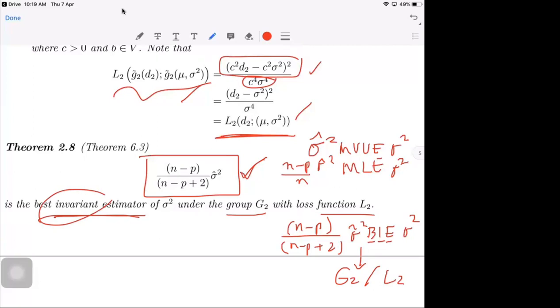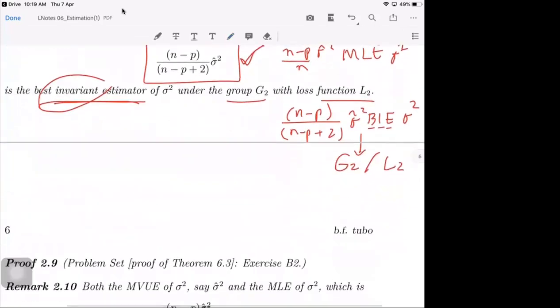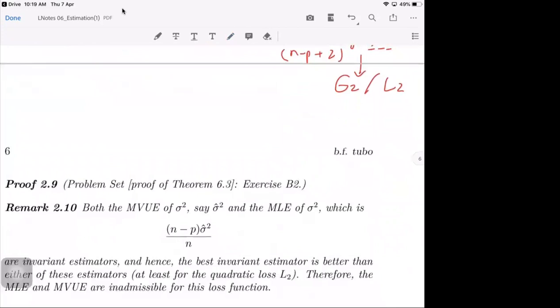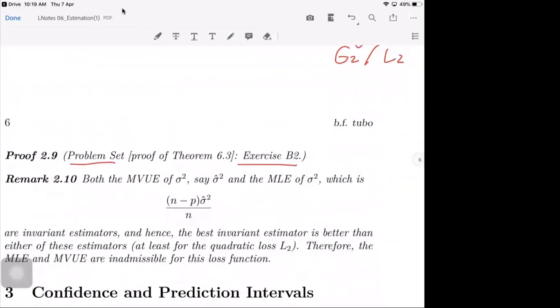Are you following? Yes, ma'am. The estimators for our variances vary depending on what you want: MVUE, MLE, or invariant. So you have different formulas for the estimator. And actually, the proof of that is exercise B2. You can have it as an exercise to solve, but I will not give that anymore because you will study for chapter 3. Please do well in chapter 3.